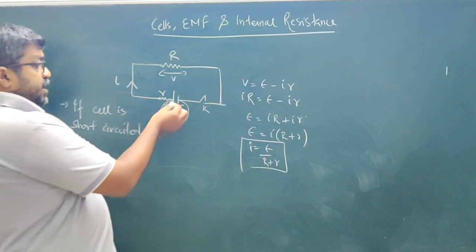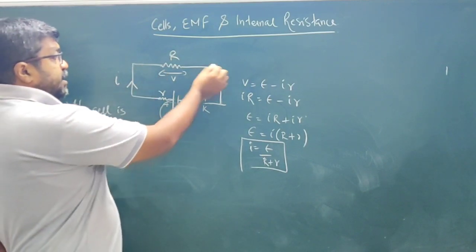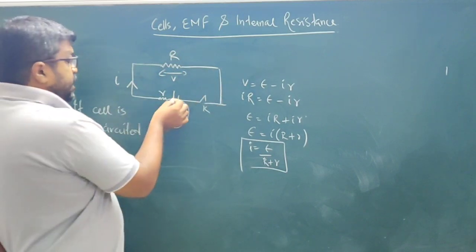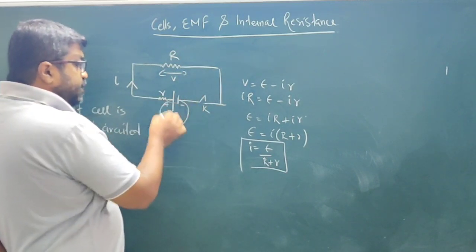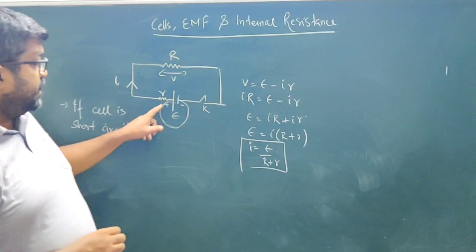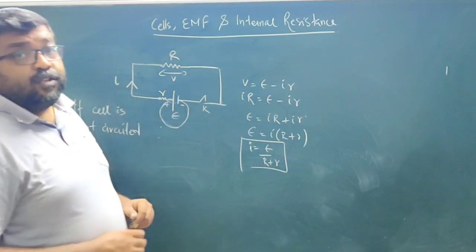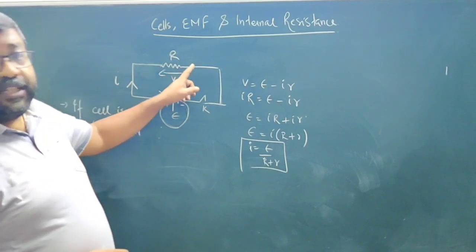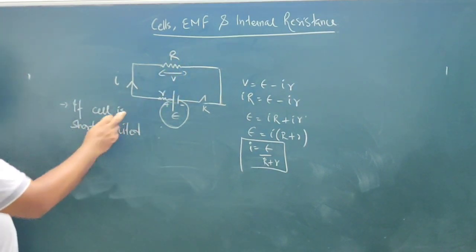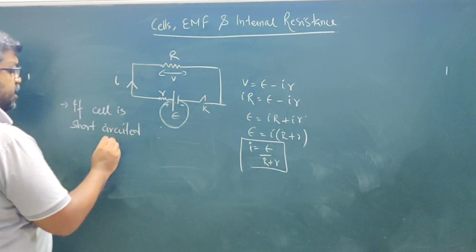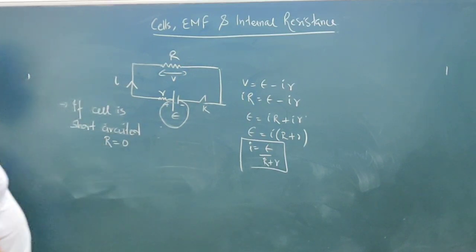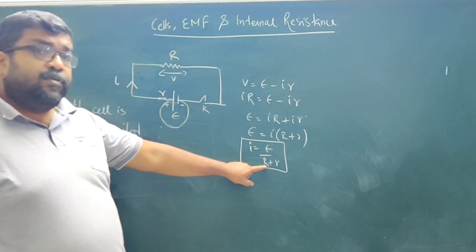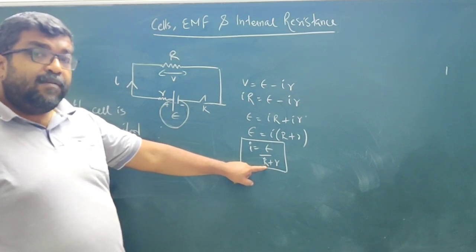Now see, current has one path, this path, and the key is closed. This is another path available to the current. But this path does not have any resistance. So the current is going to take this path. If the cell is short circuited, the current is not taking the external path. That means R becomes 0. So in this expression, if R becomes 0, that is the minimum value of R.